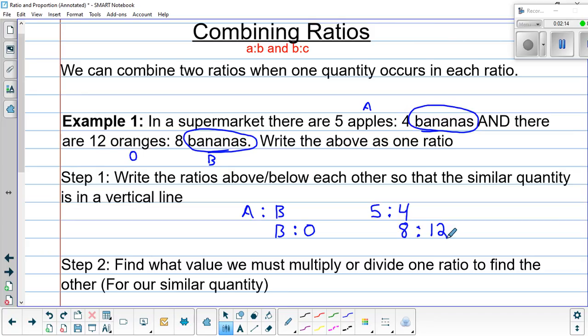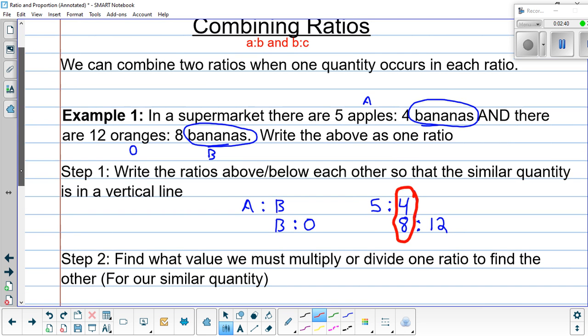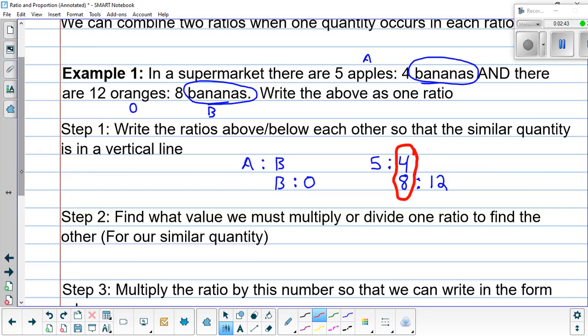Well, how can we write this as one ratio? The only way is if our middle values here match. How can we make those match? Well, we can multiply or divide one of the ratios to find a value where they match. I always like to multiply just because it makes it easier. If you can see that you can divide, that's great, but multiply is always going to work, to nicer numbers.